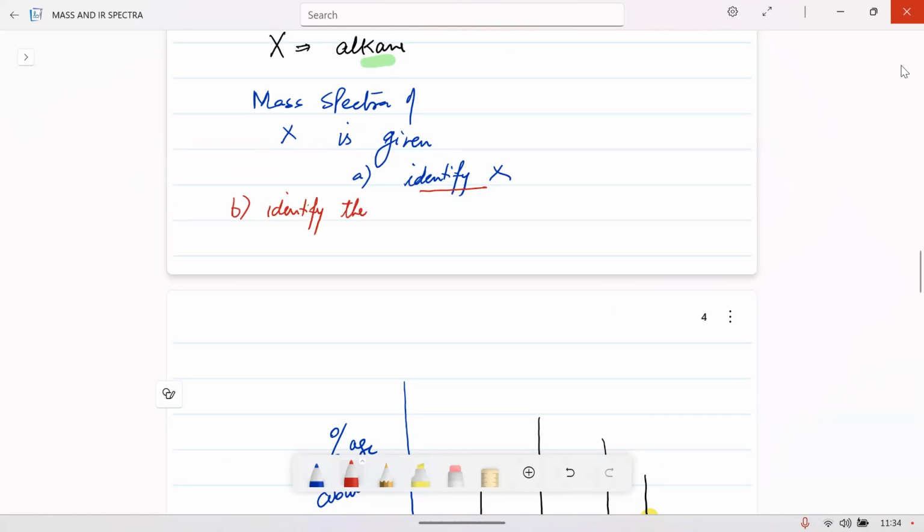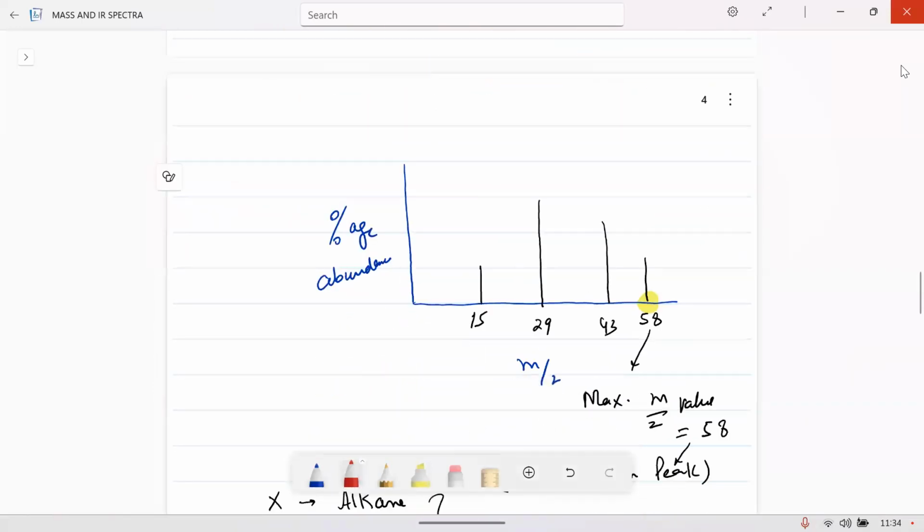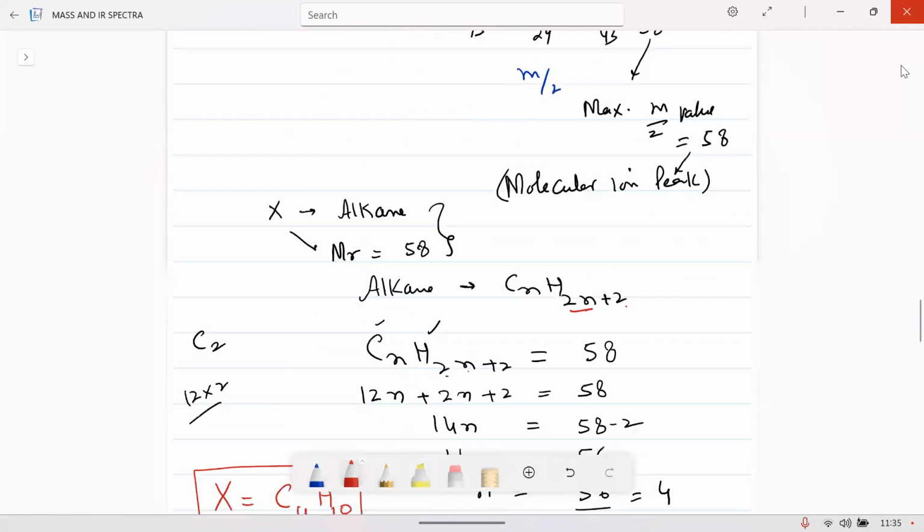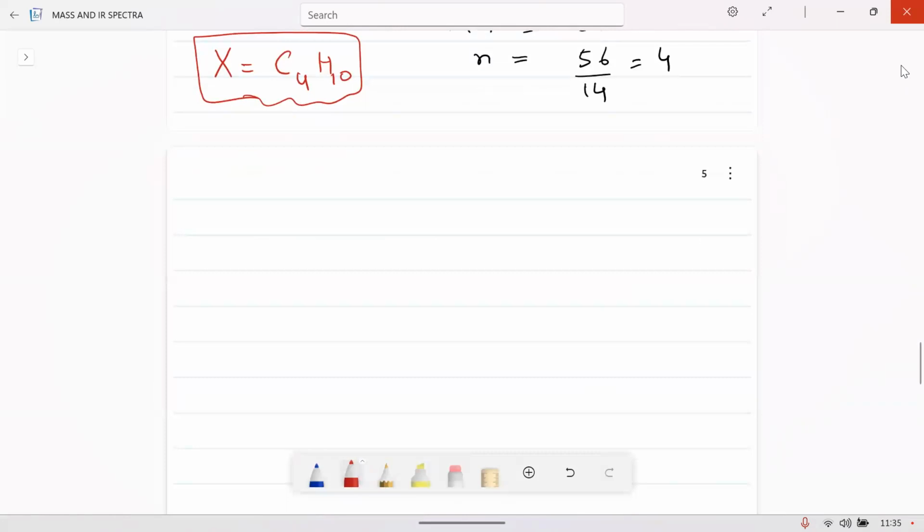identify the species responsible for the peaks at 15, 29, 43, and 58. So they want us to know the peaks for this. Now this leads us to the concept of fragmentation, which I have given you an idea.